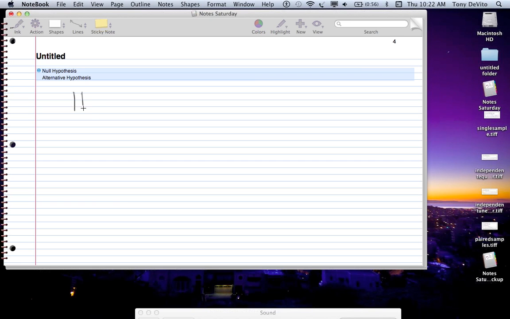Work with a null hypothesis. Sometimes you see it written that way. And your null hypothesis is typically that the mean of the two populations are equal to one another. Okay, that they're equal. In other words, there's no difference between group A and group B.